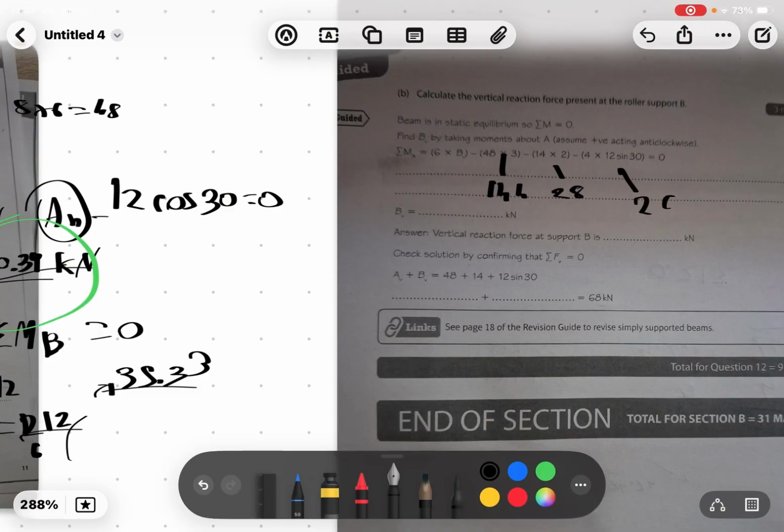This equals 24. All these added equals plus 144. All these added equals 96.6. And then this equals 6b. Divide this by the thingamajiggy. So b equals 327. And then for the vertical reaction, we can check the solution by doing all this maths, but I don't want to, so we're not doing it.